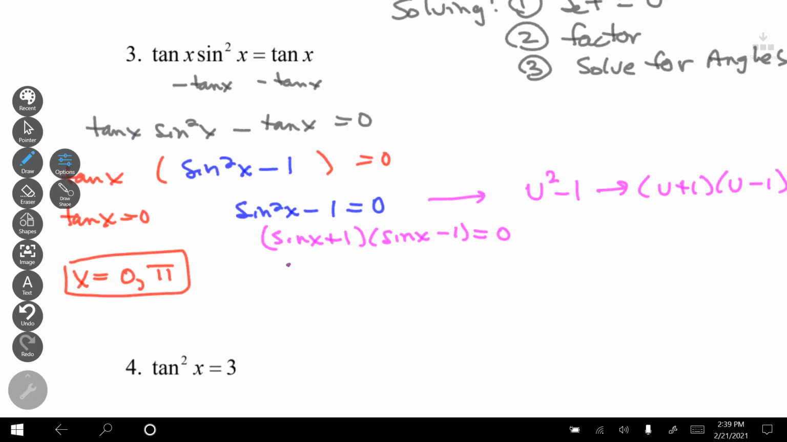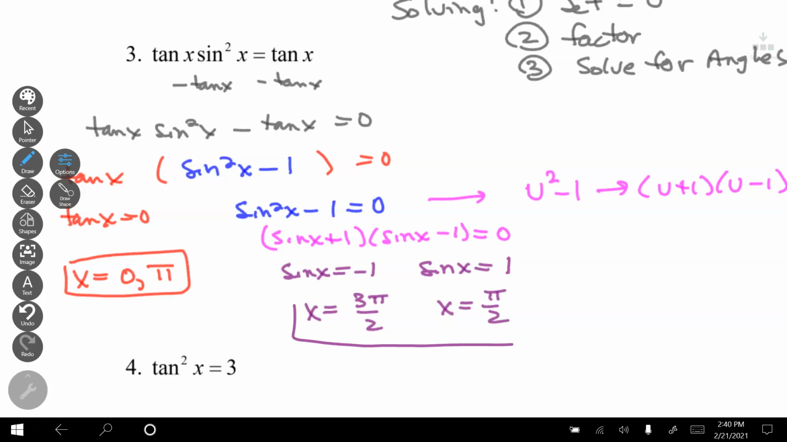When I solve this, I get sine of x is equal to negative 1, and sine of x is equal to positive 1. And when I solve for this angle, I get sine of x equal to negative 1 at the angle 3 pi over 2. And when does sine equal 1? That is at the angle of pi over 2. And look at this. My double solution still has the same denominator. That's why it's going to be consistent. It's going to happen every single time. It makes my life a whole lot easier.